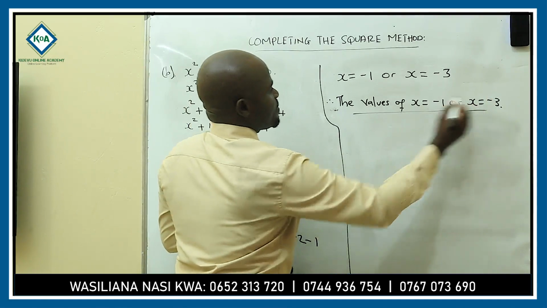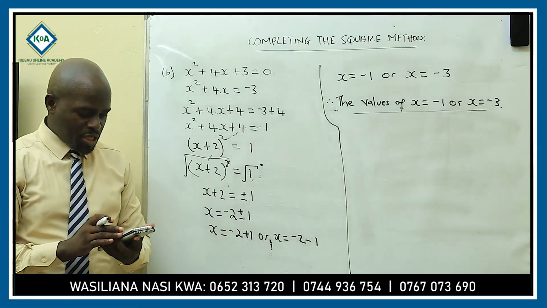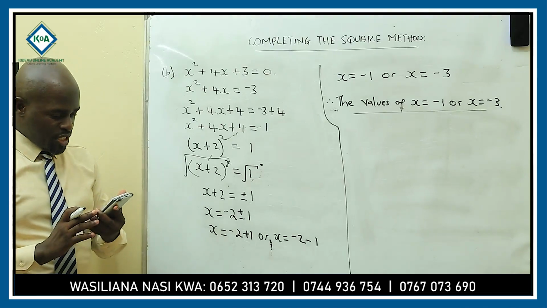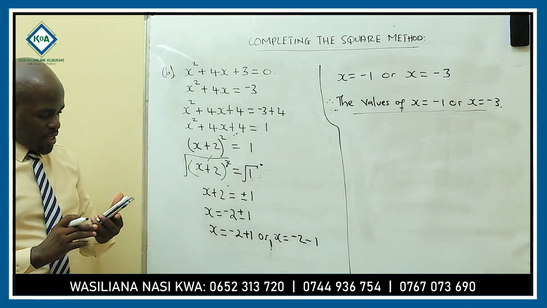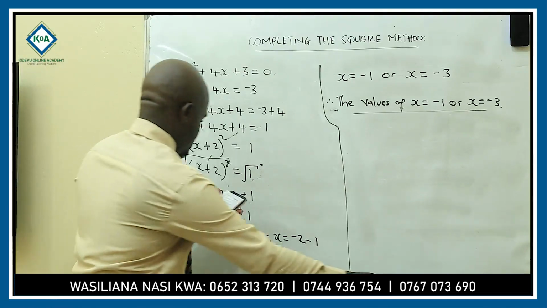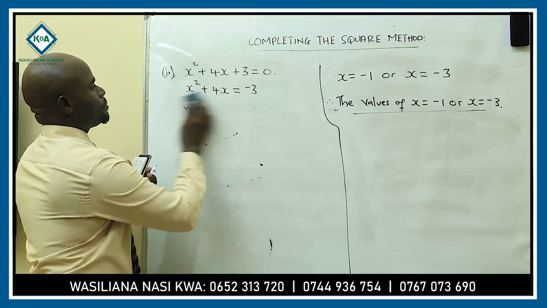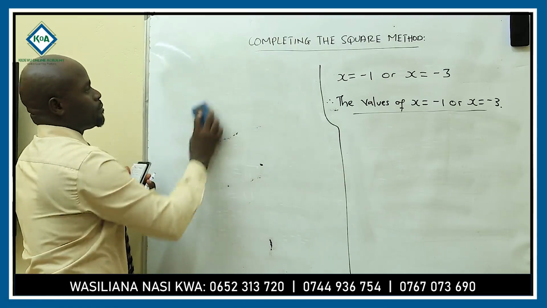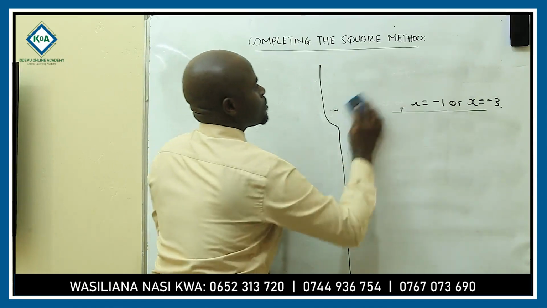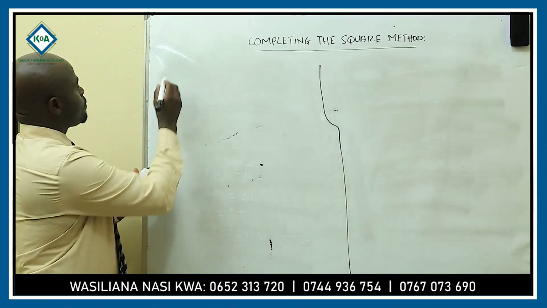This is completing the square. Very simple, but it needs maximum concentration. Then let's go to letter C.